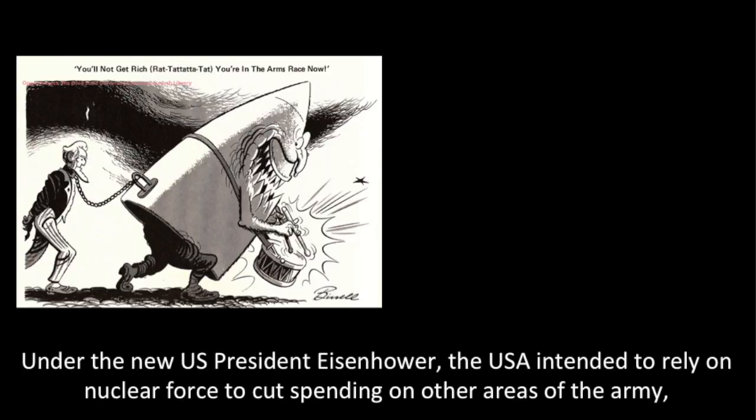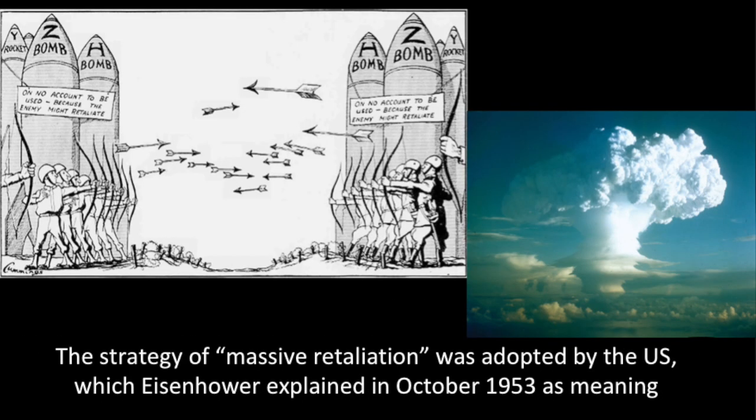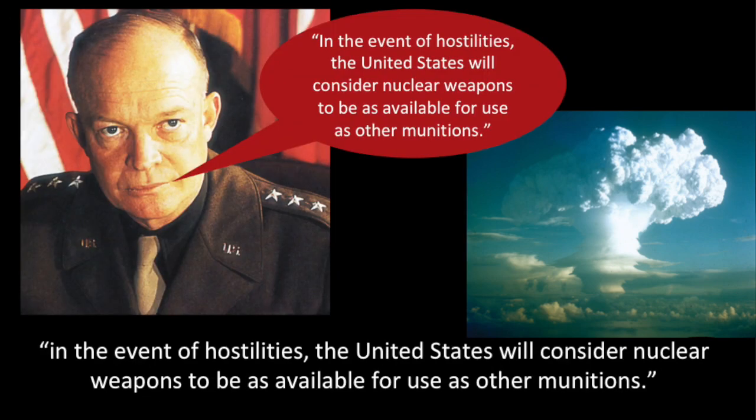Under the new US President Eisenhower, the USA intended to rely on nuclear force to cut spending on other areas of the army, just as Khrushchev was doing for the Soviet Union. The strategy of massive retaliation was adopted by the US, which Eisenhower explained in October 1953 as meaning, "in the event of hostilities, the United States will consider nuclear weapons to be as available for use as other munitions."